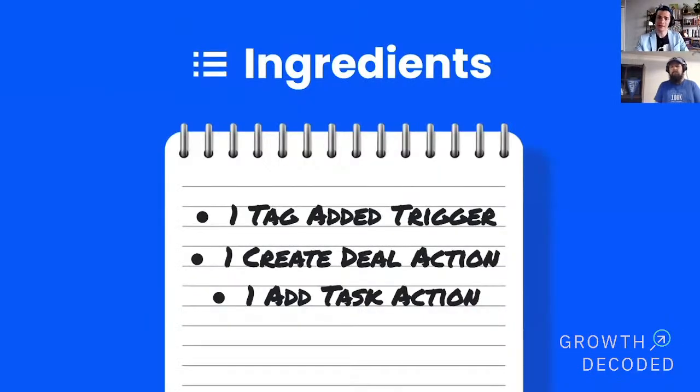If we were at the automation store, what's going in the cart? Hey, we're making sure that the automation budget isn't too much. It's only three things. Love that. A tag added trigger, which will work with the pages, a create deal action, and an add task action as well. Okay. Again, small but mighty. I love these.